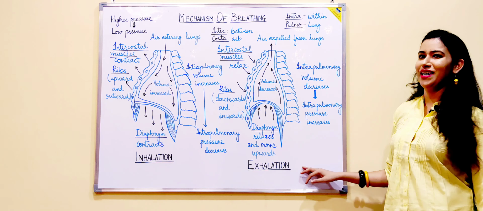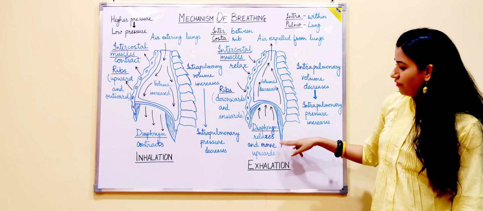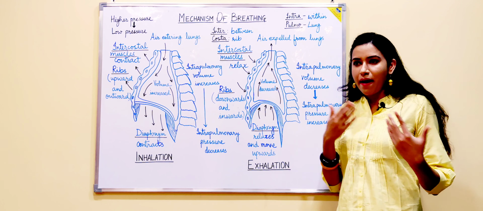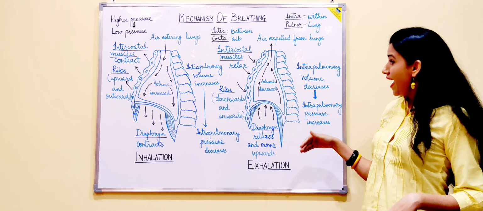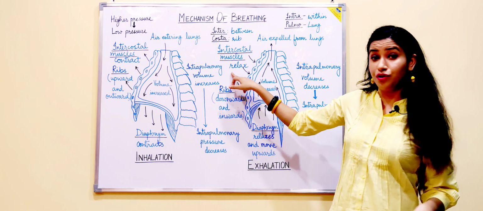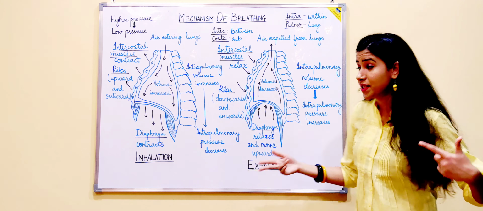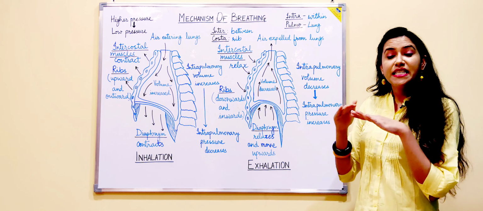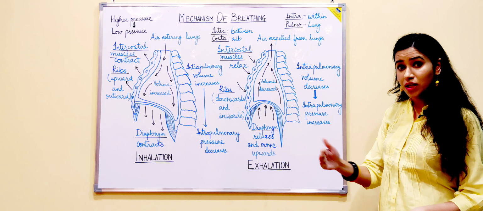Now let's move to exhalation. Again, we'll start with the diaphragm. So this diaphragm will relax, or move back, returning to its original position, dome-shaped and arch-shaped. And the intercostal muscles will also relax. So the diaphragm and intercostal muscles will relax. What about the ribs? The ribs will move downward and inward. Can you see the arrows? Downward and inward.